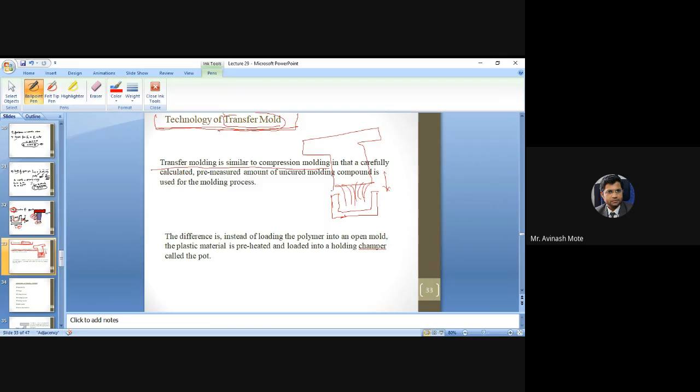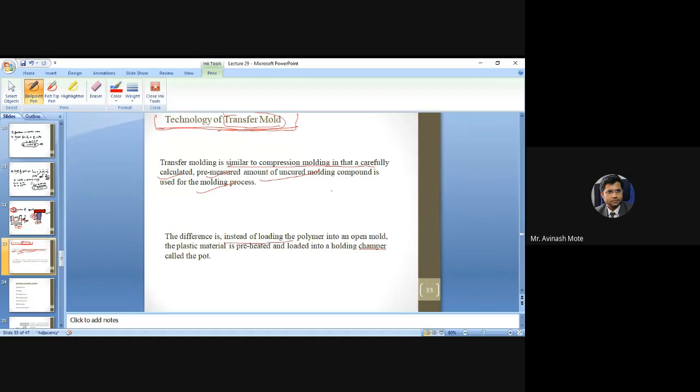But the advanced version of this is nothing but the transfer molding. What is the advancement over compression molding so that it is called transfer molding? We'll see it now. Transfer molding is similar to compression molding in that a carefully calculated, pre-measured amount of molding compound is used for the molding process. The difference is, and this sentence is important, how it is different from compression molding.